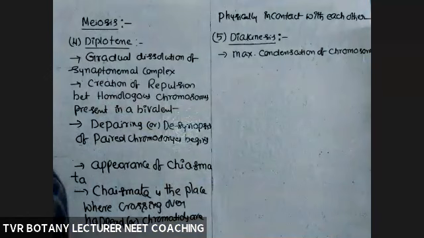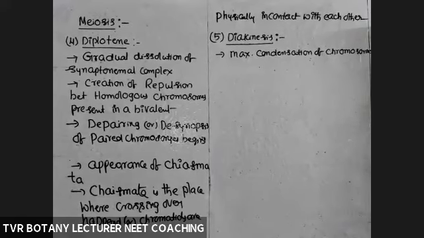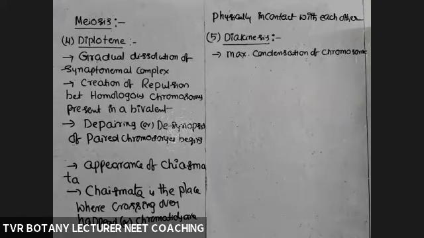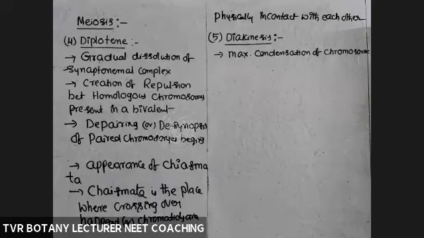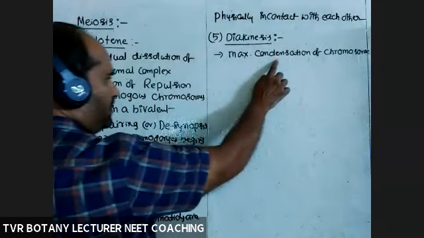Maximum condensation of the chromosome. The chromosome is a maximally condensed, clearly visible rod-shaped structure. If condensation is increasing, the visibility of the chromosome will be more. So maximum condensation of the chromosome.